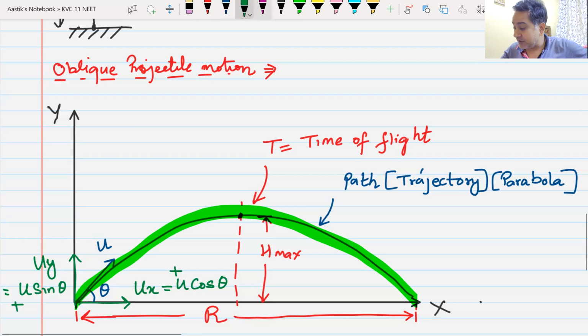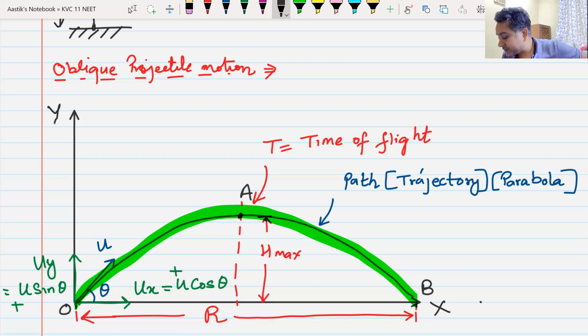Let me call this point O, this point A, and this point B. O is the point of projection. A is the highest point and B is the point where it falls back. I hope everyone is drawing.